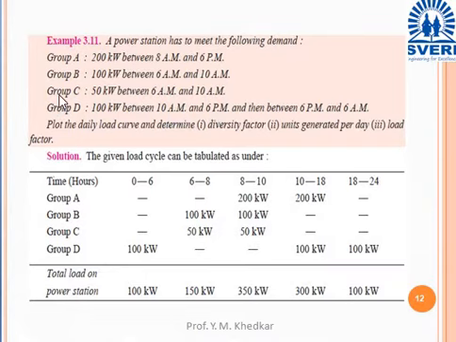So first of all we will have to tabulate all the values. The times in hours are mentioned over here, and the groups are mentioned in the first column. So 0 to 6 hours we will take into consideration, then 6 to 8, 8 to 10, 10 to 18 hours, and 18 to 24 hours. This 0 means 12 at midnight, and this 24 is nothing but after completion of 1 day, means after completion of 24 hours, the time 12 midnight of the next day.